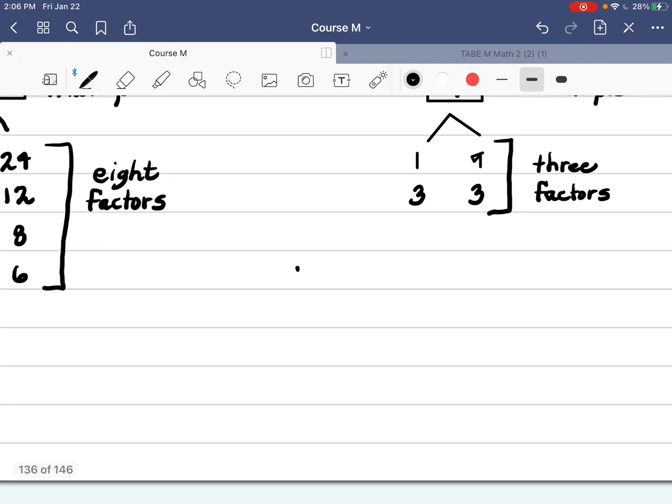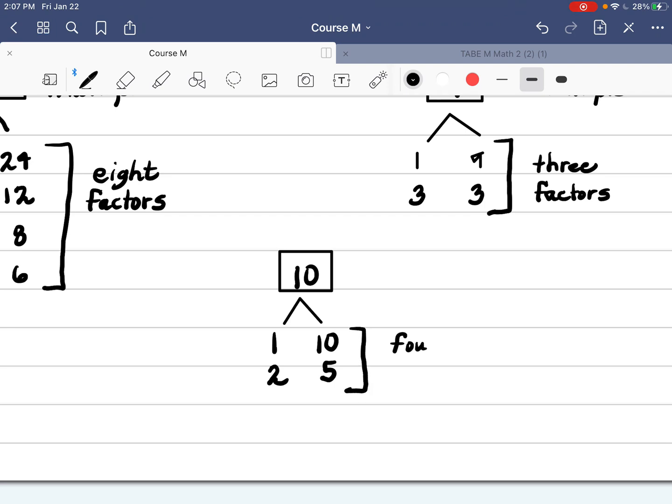What about a 10? So we have obviously 1 and 10. That will always be your starting factors. 2 times 5. So this one has 4 factors. It is not prime if it has 4 factors. It is a composite multiple.